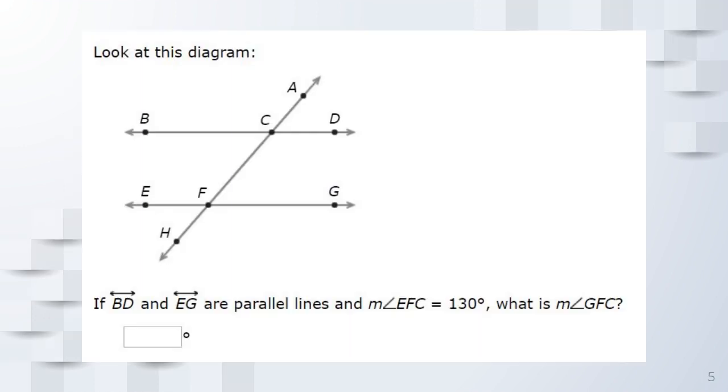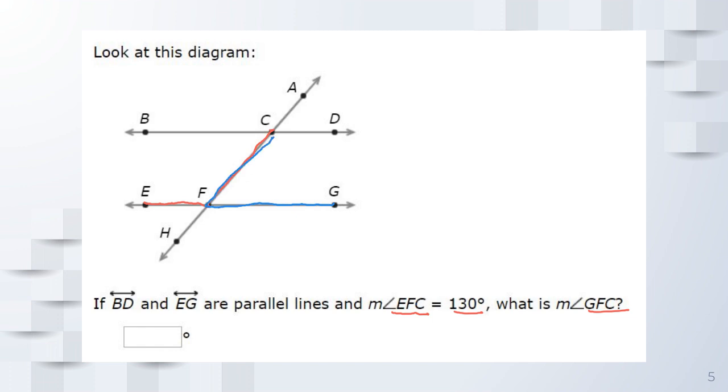So it says, look at the diagram. We have parallel lines that are cut by a transversal. And it tells us that the measure of angle EFC equals 130 degrees. What is the measurement of angle GFC? So first I'm going to look at angle EFC. So I have EFC that I'm looking at right here. So now they want to know the measurement of angle GFC.